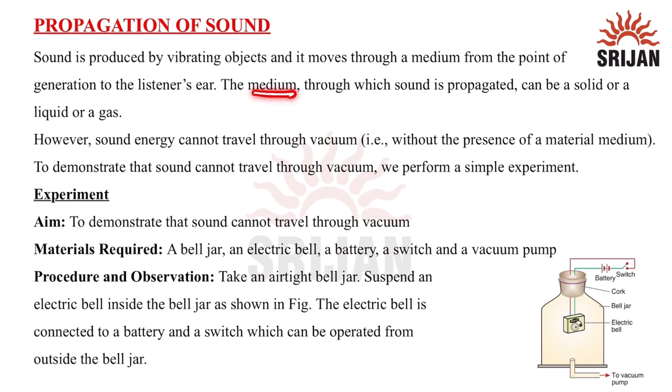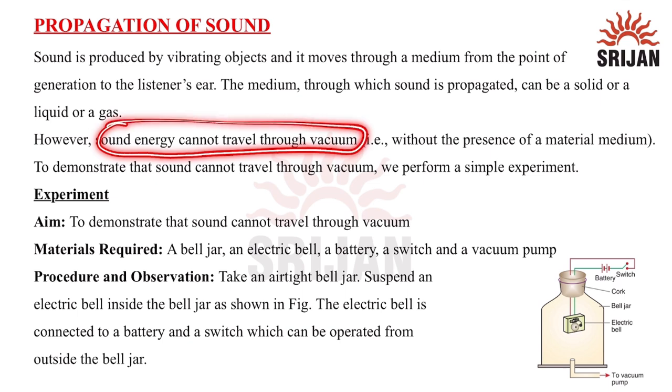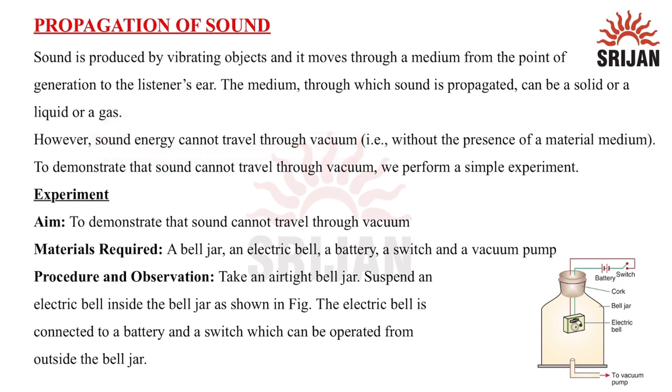Now, the medium through which the sound is propagated can be solid, liquid, or gas. So we know that sound energy cannot travel through vacuum. That is why in outer space, astronauts cannot hear each other normally via environment. They use microphones. Okay. Now, without the presence of a material medium, that is vacuum, we cannot hear sound because sound energy cannot travel through vacuum. Now, to demonstrate this particular trait that sound cannot travel through vacuum, we perform a simple experiment.